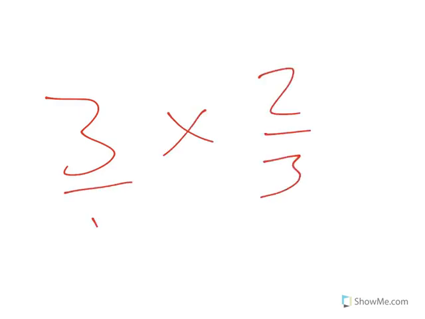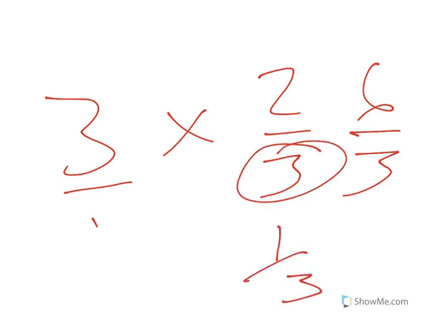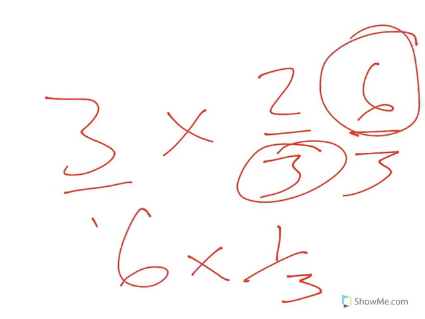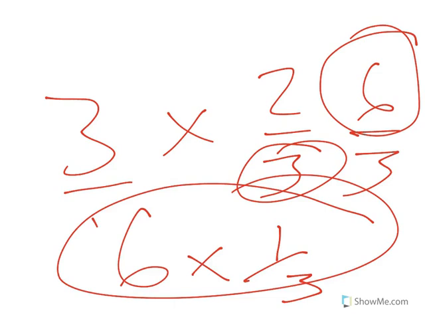I'll do one more for you. 3 times 2/3. So I got to times it. 3 times 2 is 6. 1 times 3 is 3. Now they want to know what is my unit fraction? Well, if it's thirds, it's 1/3. And how many of them do I have? I have 6. So 6 times 1/3. That is the second part of that lesson.